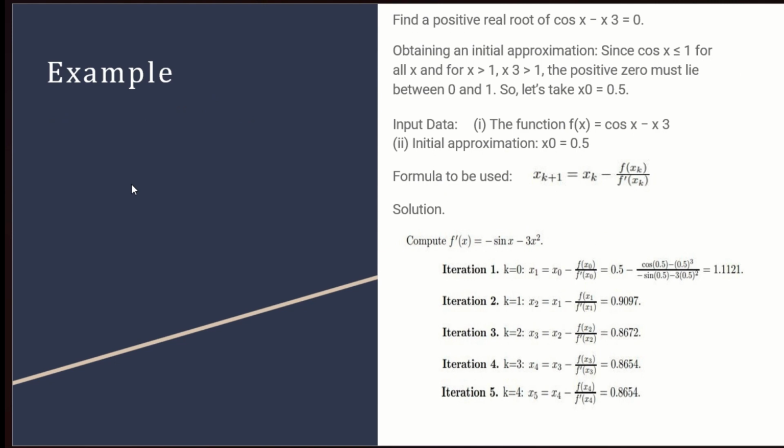Now finding a positive real root of cos x minus x cube equal to 0. Obtaining an initial approximation: since cos x is less than or equal to 1 for all x, and x cube greater than or equal to 0, the positive root must lie between 0 and 1. So let's take x naught equal to 0.5. It is an approximation that we are assuming, that our function cos x minus x cube has a solution 0.5.